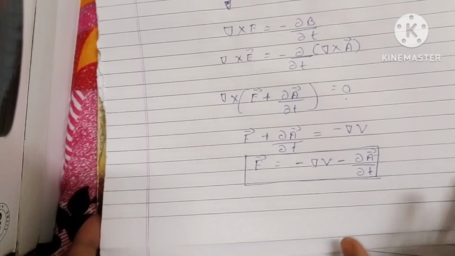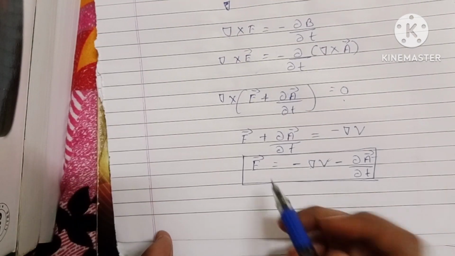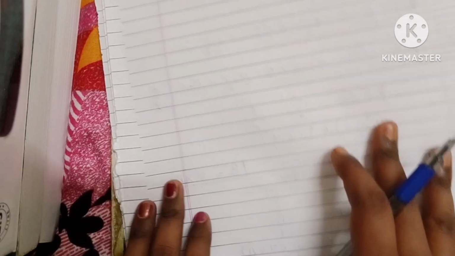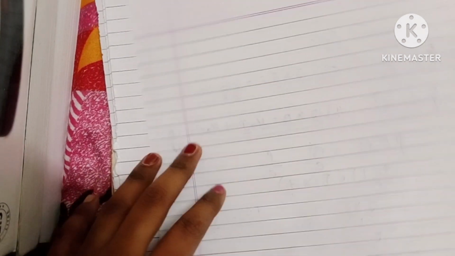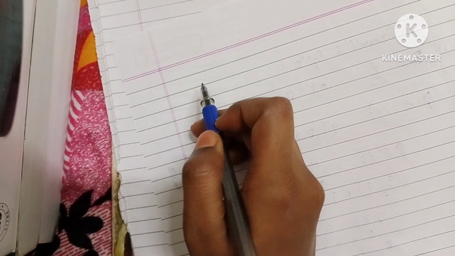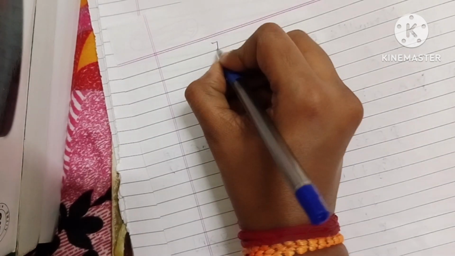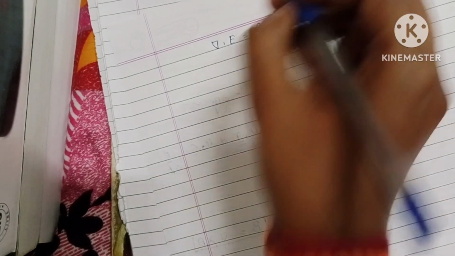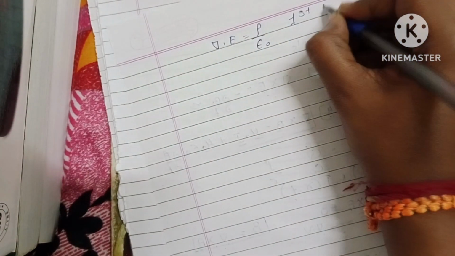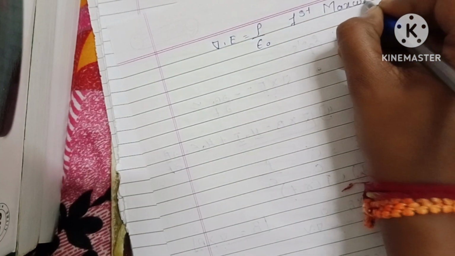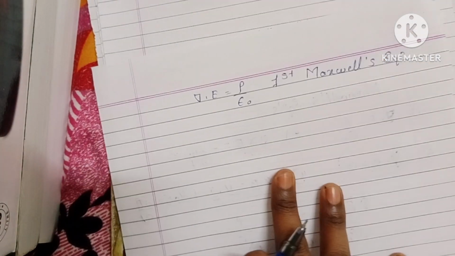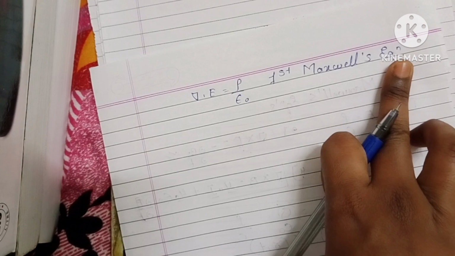In a previous video, we have solved up to the electric field, that is E = -∇V - ∂A/∂t, where A is the vector potential. So moving further, now we have to solve for ∇·E = ρ/ε, which is the first Maxwell equation. It is the first Maxwell equation.